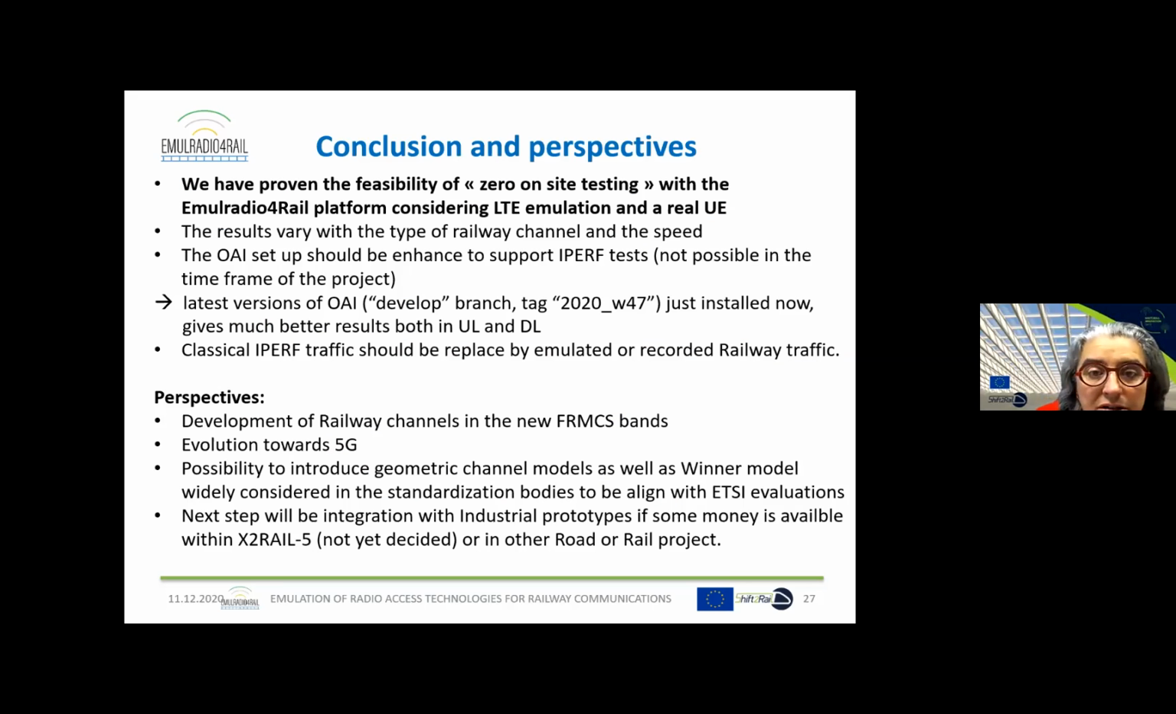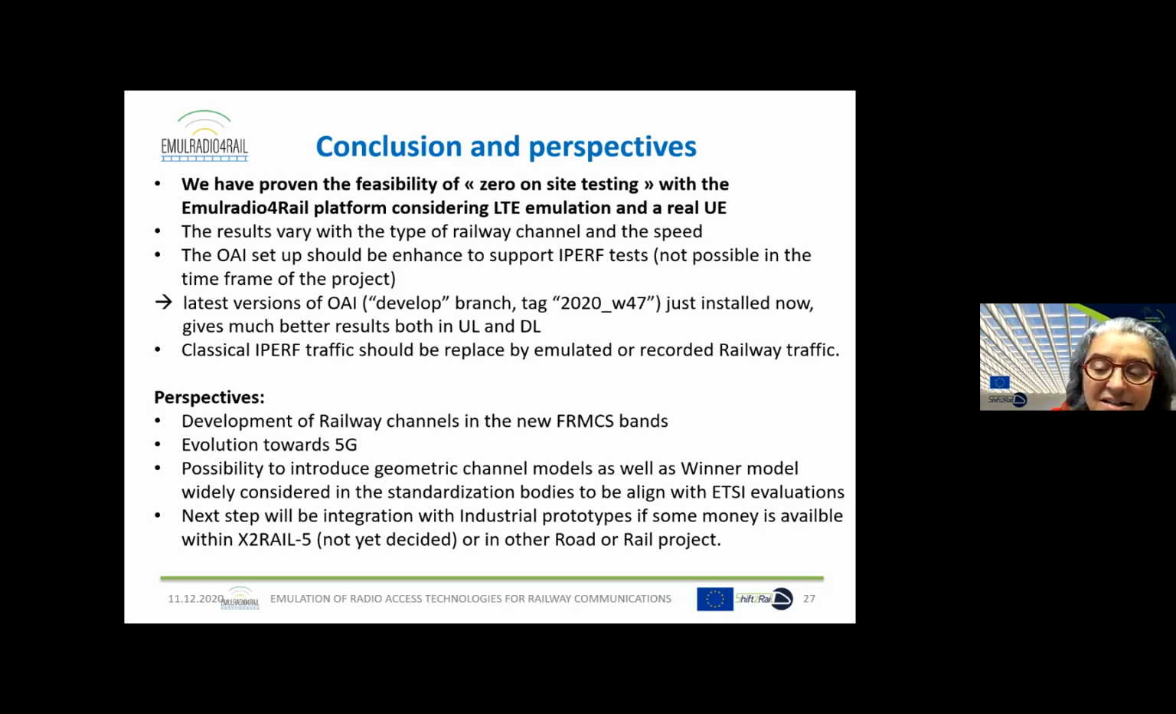So to conclude this presentation of what we have called the experimental assessment, the idea was to prove the feasibility of zero on-site testing with the Emulradio4Rail platform, considering LTE emulation and the real user equipment. So we succeeded in that, even if we have observed problems. We have found where we need to enhance the system. The results vary with the type of railway channel and the speed.